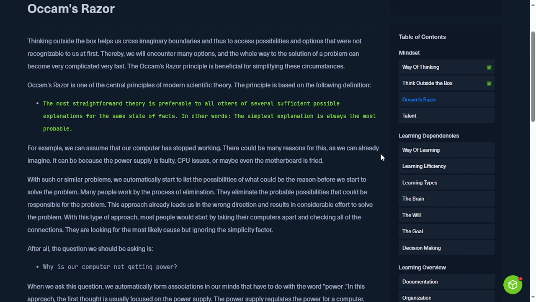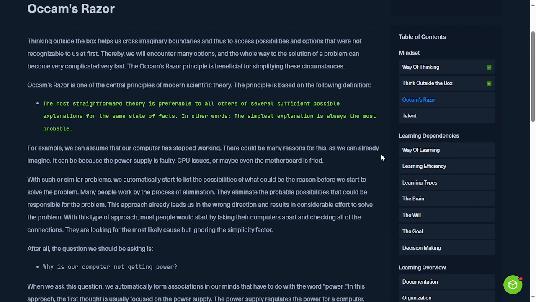Occam's razor is one of the central principles of modern scientific theory. The principle is based on the following definition. The most straightforward theory is preferable to all others of several sufficient possible explanations for the same state of facts. In other words, the simplest explanation is always the most probable.